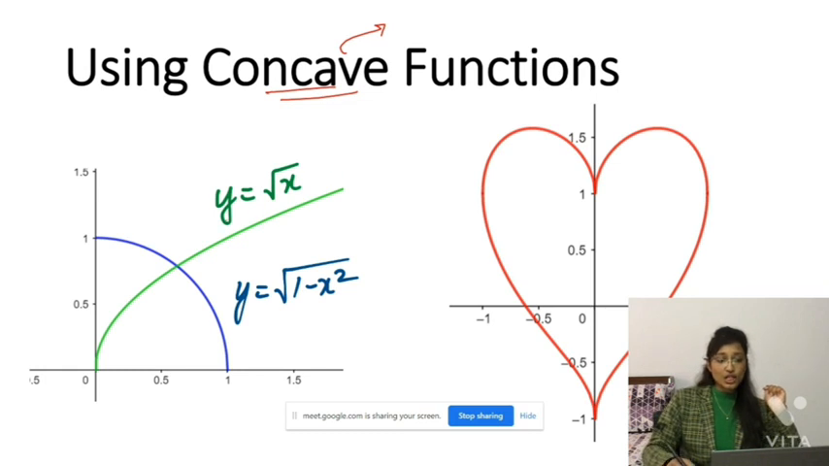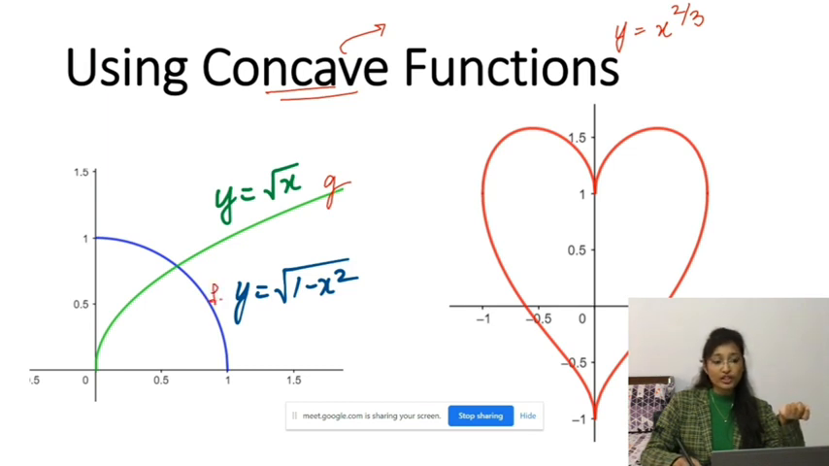First is y is equal to square root x, and second would be y is equal to x raised to power 2 by 3. So I will go on with the first, that is y is equal to root x. That is shown by our green line. This is the curve of the under root x. Alright. And in the same manner, this would be our function g. This would be our function f.